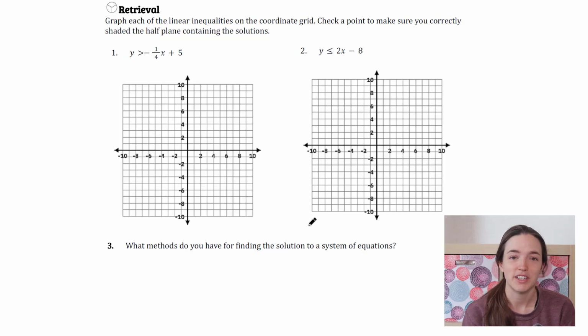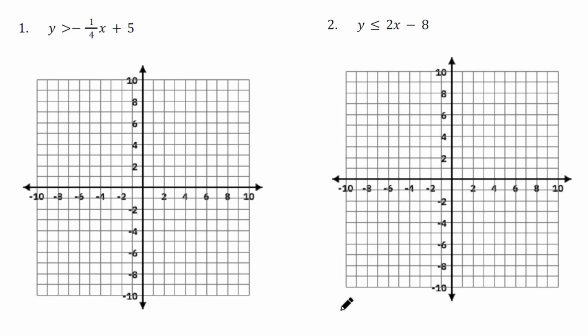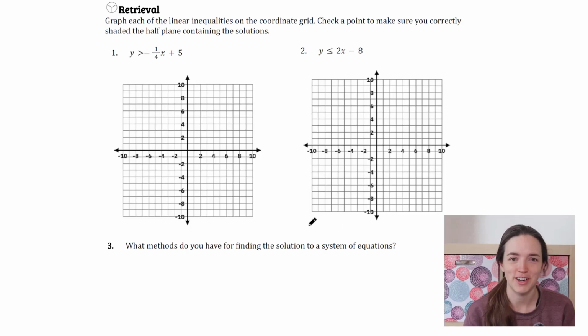Graph each of the linear inequalities on the coordinate grid. Check a point to make sure you correctly shaded the half plane containing the solutions. And oh my God, do you see what's on these graphs? The X and Y axis already drawn in and labeled for us. So let's start by graphing this.